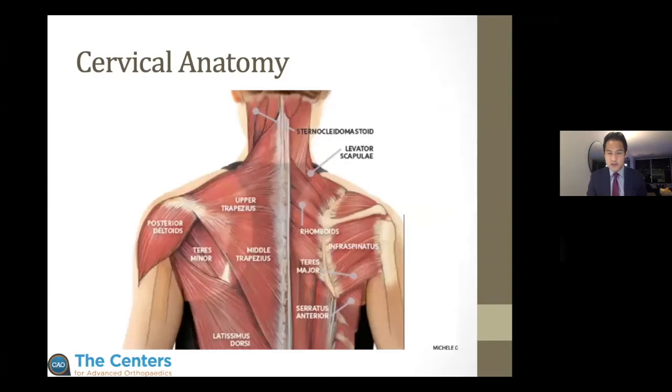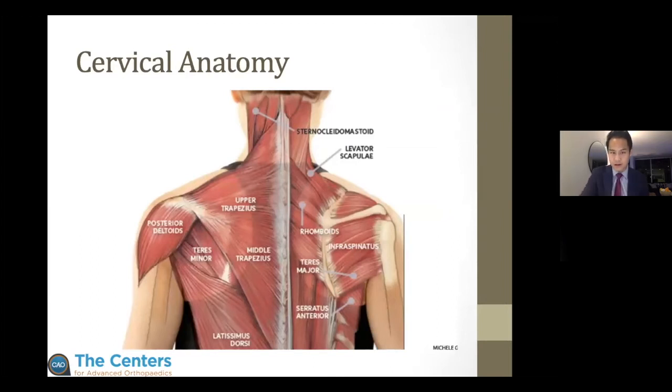This picture here is not necessarily something you have to memorize, but it does tell us that the muscular anatomy of the spine is incredibly complex and complicated. And this is just to remind us that any issue or problems you have with any of these muscles can also cause neck pain. And this is why neck pain can be so complicated, because there are so many different causes of neck pain.